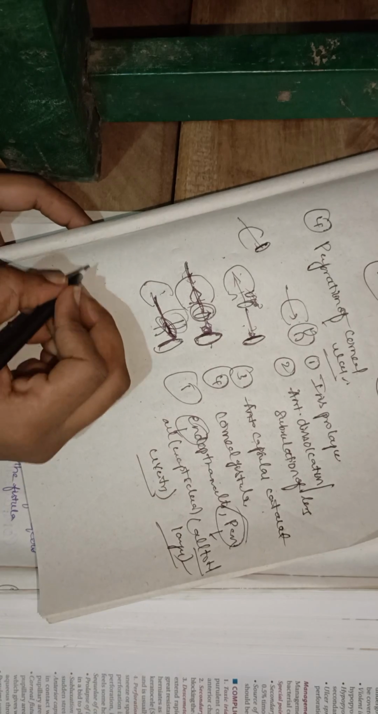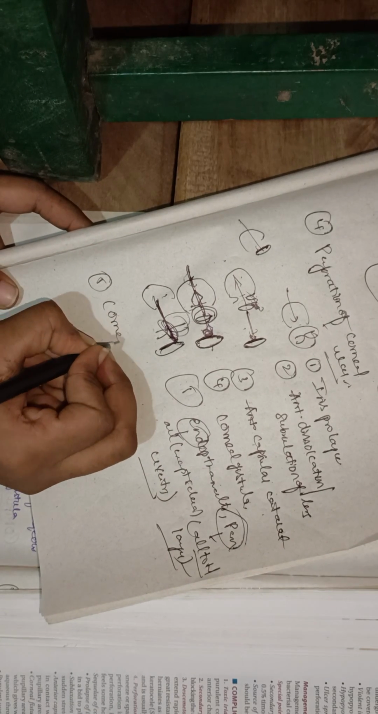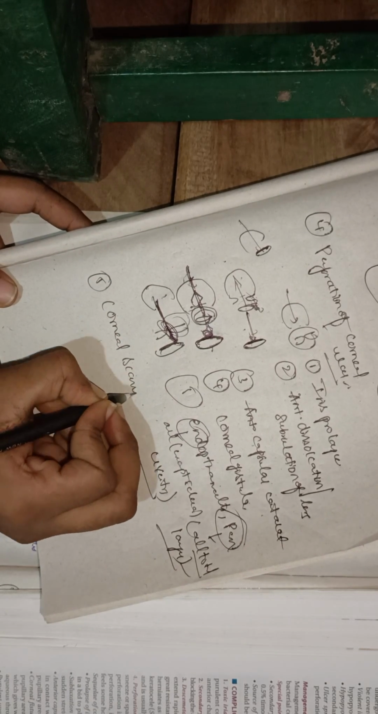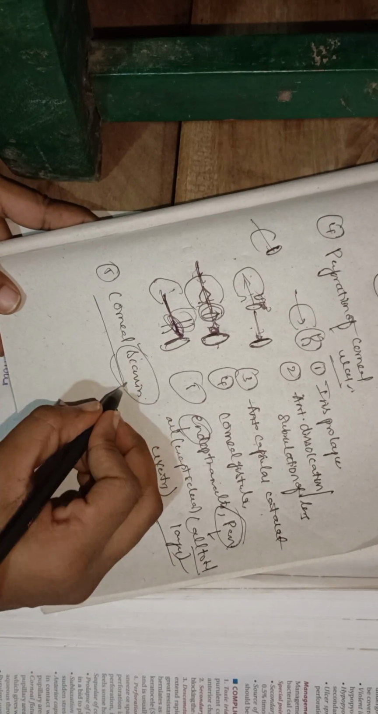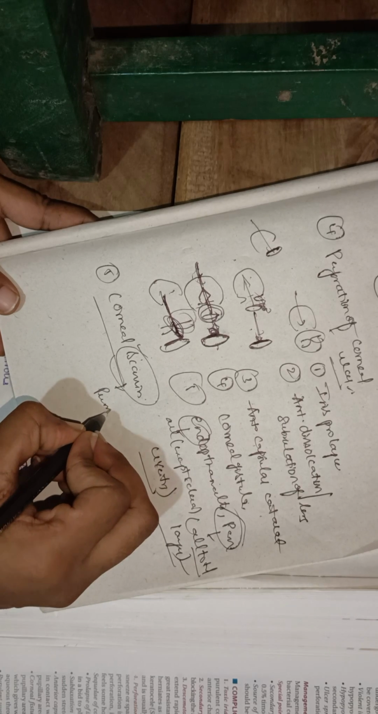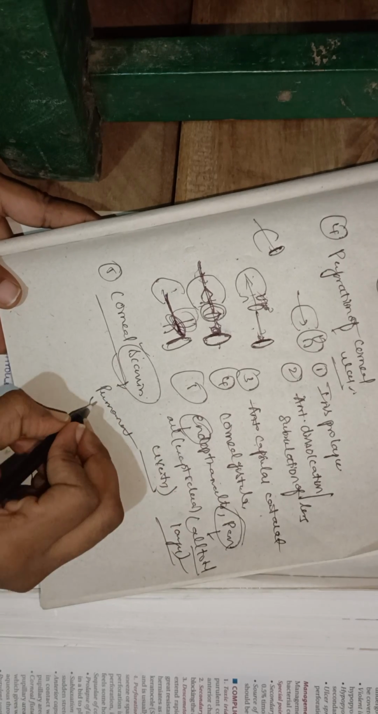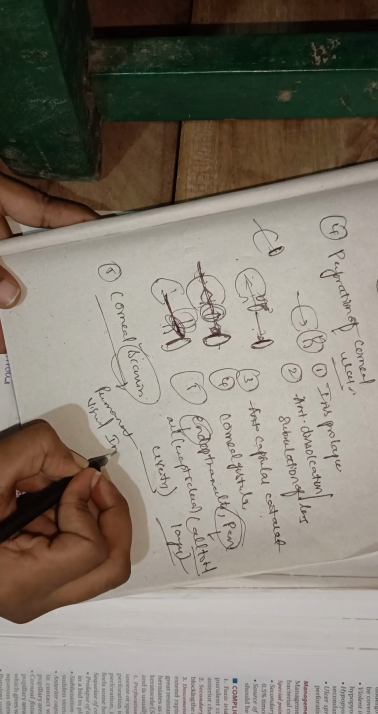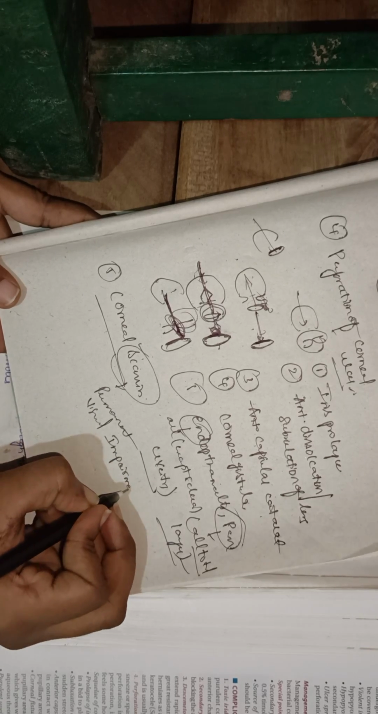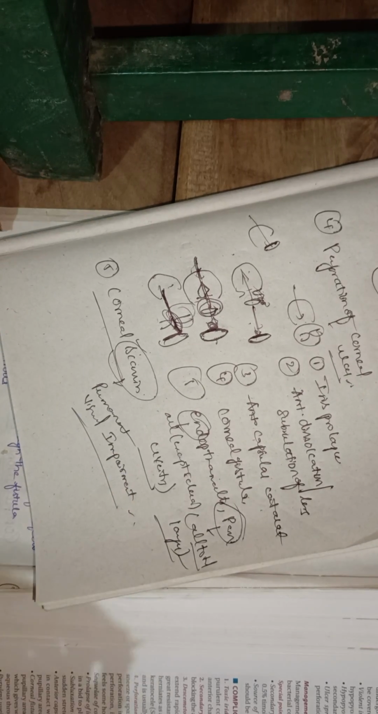Next complication is corneal scarring. Corneal scarring will occur, and because of scarring it leads to permanent vision loss. Permanent visual impairment will occur in this because of corneal scarring.